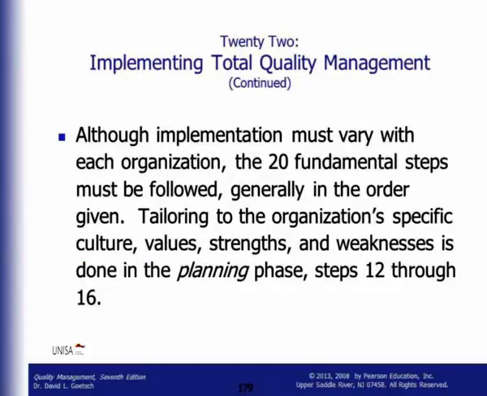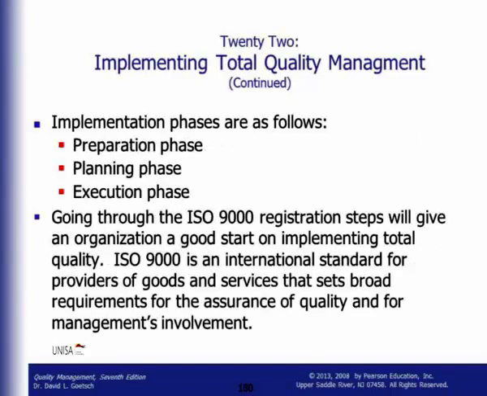Although implementation must vary with each organization, the 20 fundamental steps must be followed, generally in the order given. Tailoring to the organization's specific culture, values, strengths, and weaknesses is done in the planning phase, steps 12 through 16. Implementation phases are as follows: preparation phase, planning phase, execution phase. Going through the ISO 9000 registration steps will give an organization a good start on implementing total quality.